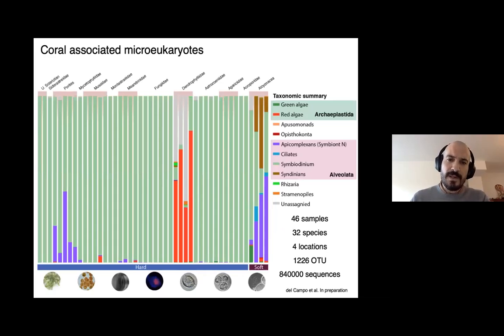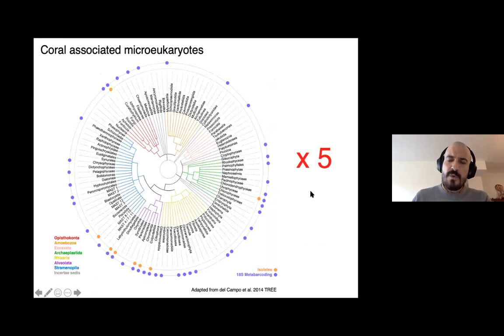And we did so for corals. I'm not going to go really deep into it, but using 18S, we could observe the dominance of Symbiodinium, as expected, because it's the algal symbiont of corals, but also the presence of apicomplexans, which was unexpected, as well as Syndinians and red algae. By using this strategy, we increased by 5 the known diversity of microeukaryotes associated with corals.